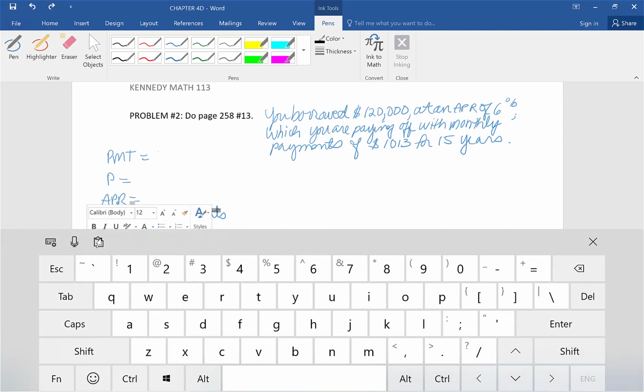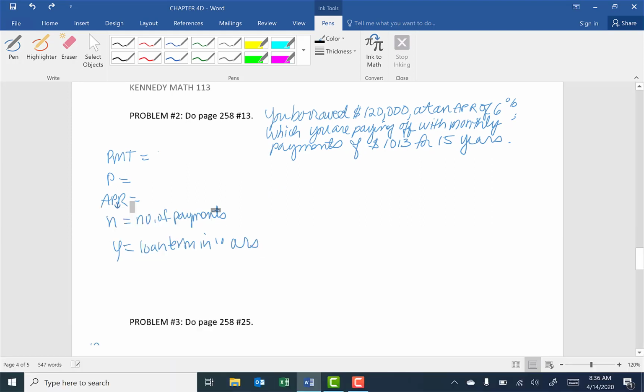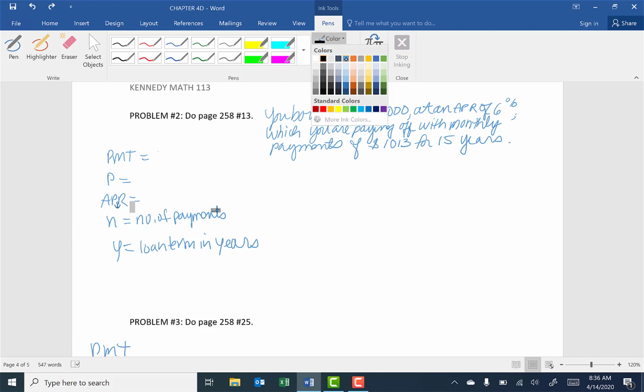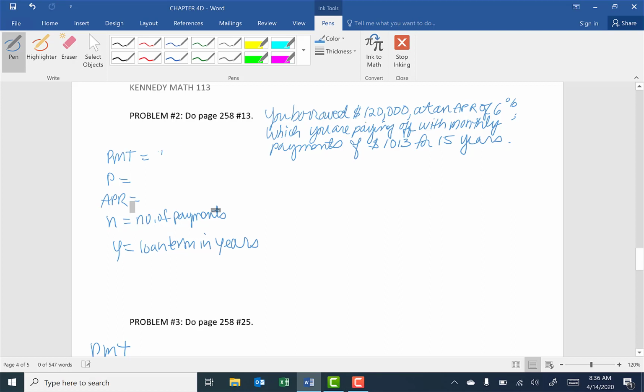Whoops, let me get that back to where we had it here. We're supposed to fill in these amounts. So we start with payment. Now you borrowed. Payment is what we're going to figure out in a few minutes, but you borrowed this amount of money. That is your principal. So we borrowed $120,000. So we're just identifying these amounts in our problem.